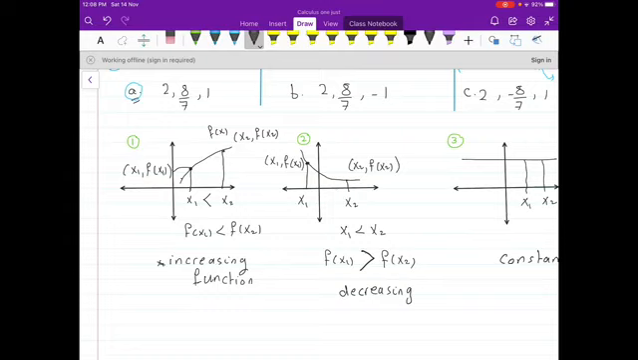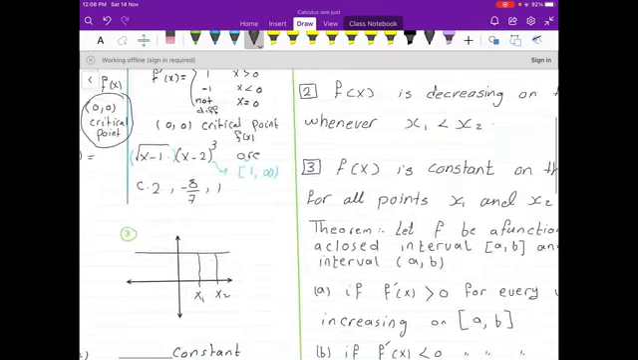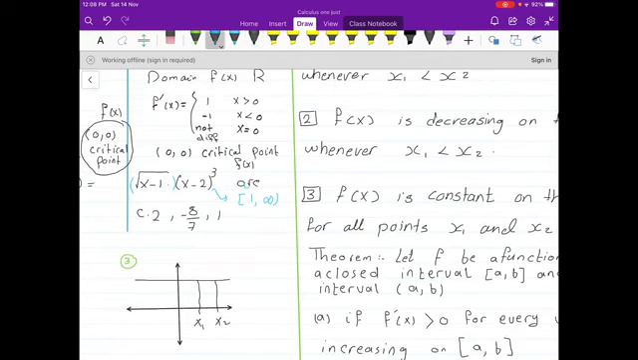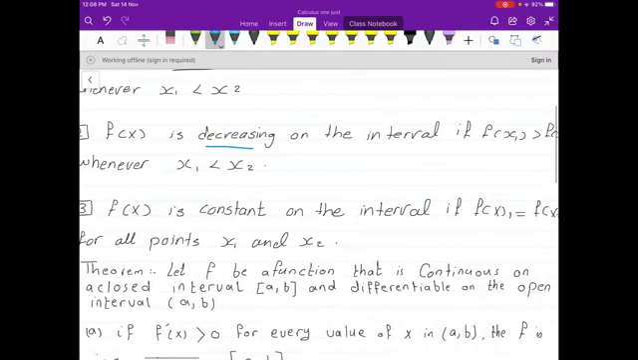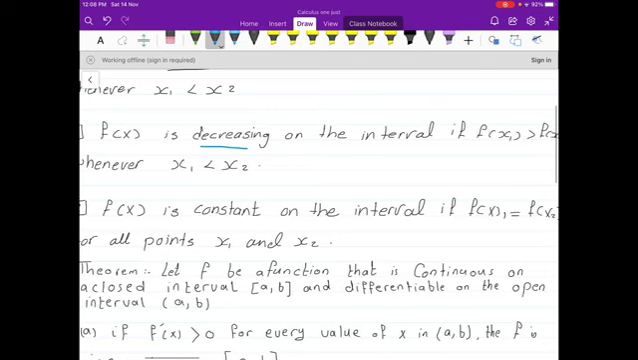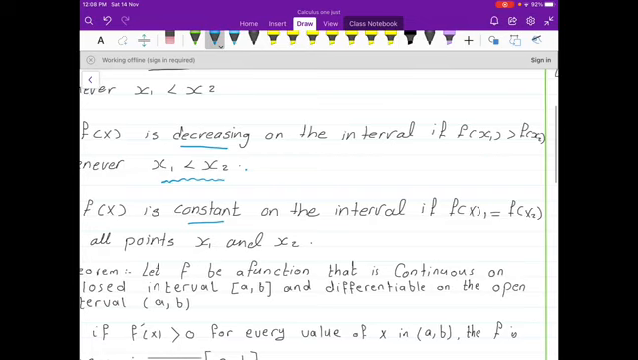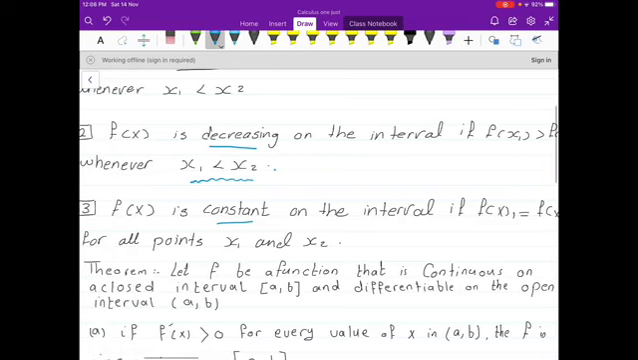And decreasing: if x1 is less than x2, then f(x1) is greater than f(x2). So f is decreasing on the interval if f(x1) is greater than f(x2) whenever x1 is less than x2. And the function is constant on the interval if f(x1) equals f(x2) for all points.